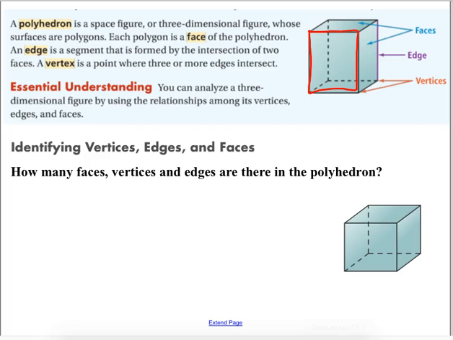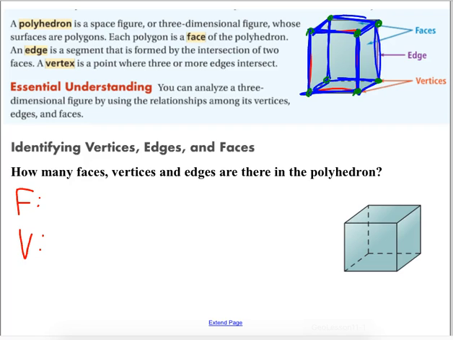Now an edge is where two faces meet. So all these segments here are my edges, even these ones that go backwards. And then your vertices are your corners, so where your edges meet. Those are your vertices. So the first part of this lesson is identifying how many faces, vertices, and edges are in the polyhedron. So let's try it out.